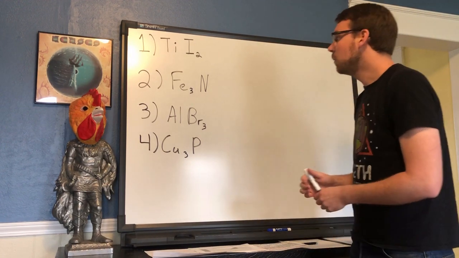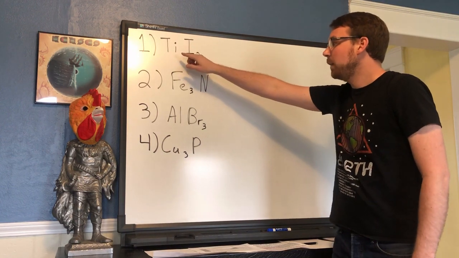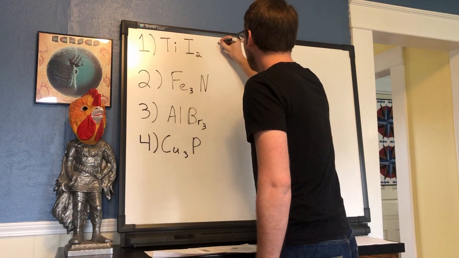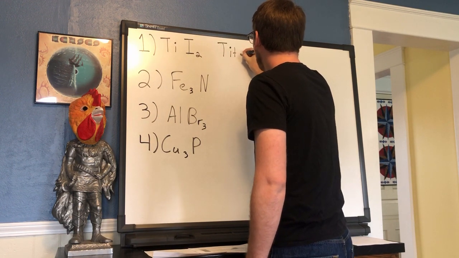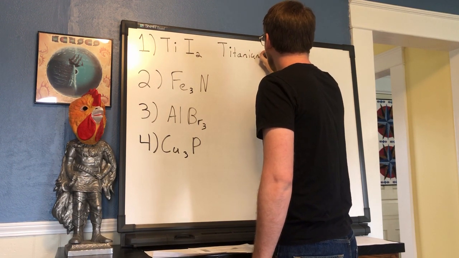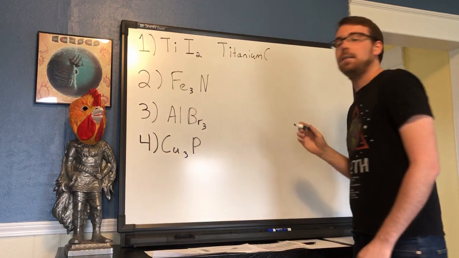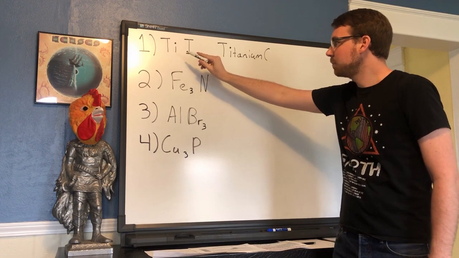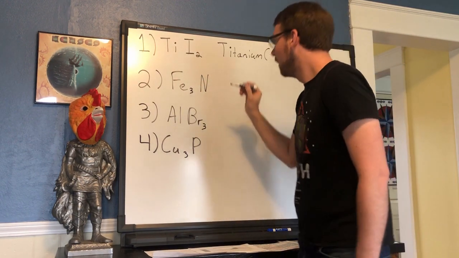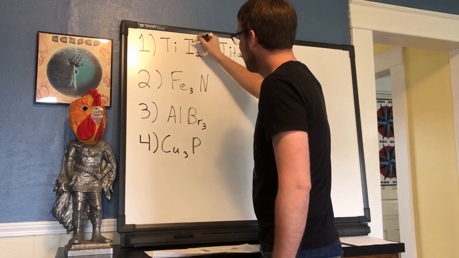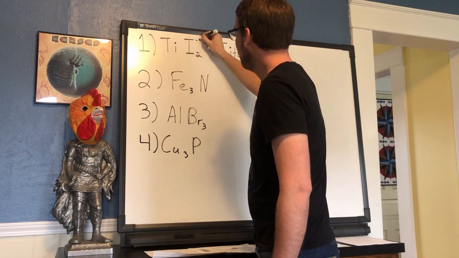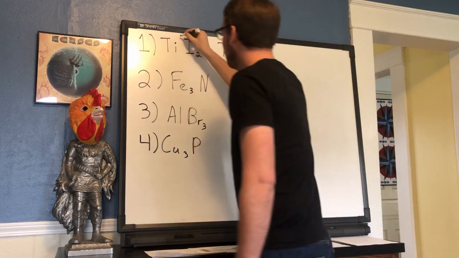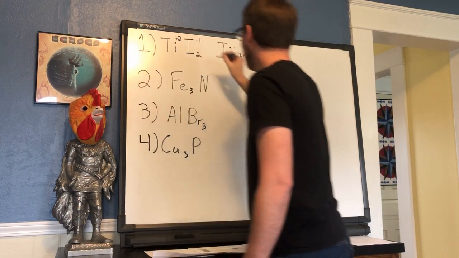So, for our first problem, we have titanium and we have iodine. So, we have titanium and we need to figure out its Roman numeral. To figure that out, we need to know the charge of this titanium. So, to do that, we are going to look at the charge of the iodine. Iodine has a -1 charge. This gives us a total negative charge of 2, so we must have a positive charge of 2.